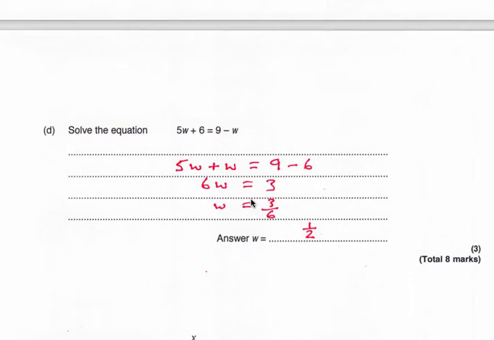Part D. Solve the equation 5w plus 6 equals 9 minus w. Bring the w's to the left and the numbers to the right. So 5w, bring the minus w across, becomes plus w, equals 9, take the plus 6 across, becomes minus 6, giving us 6w equals 3, w equals 3 divided by 6, w equals a half.